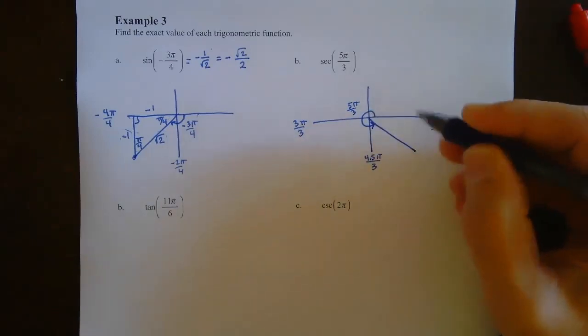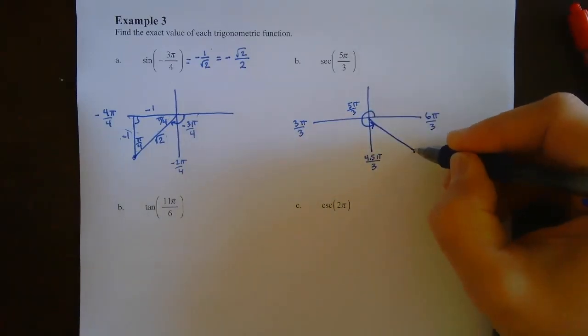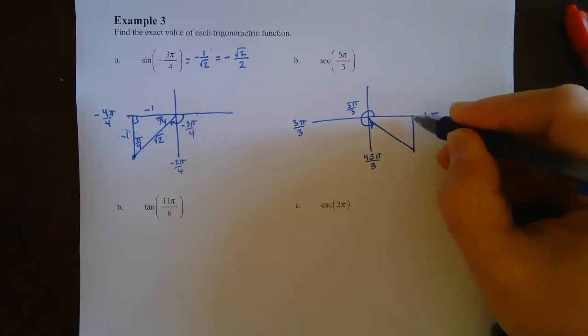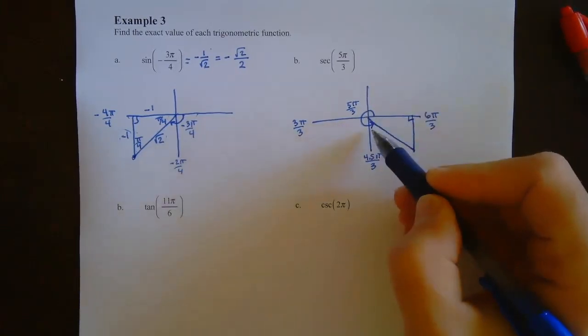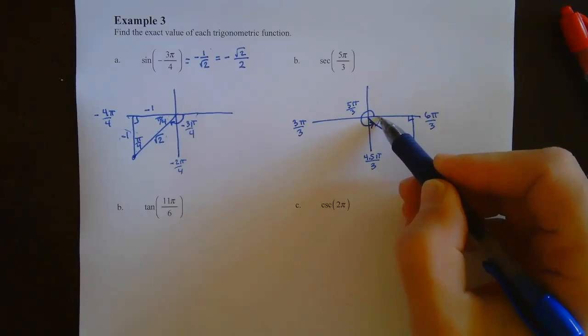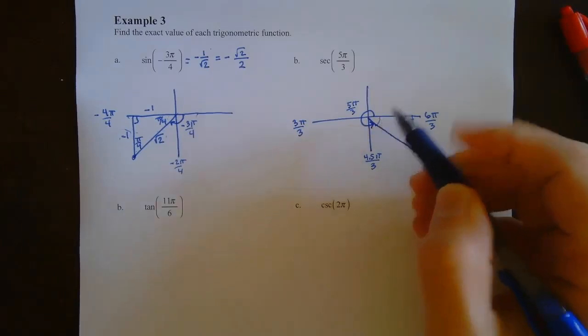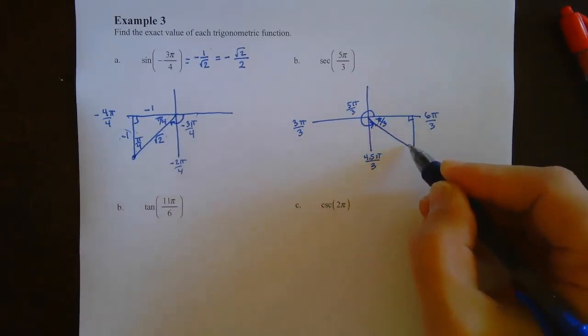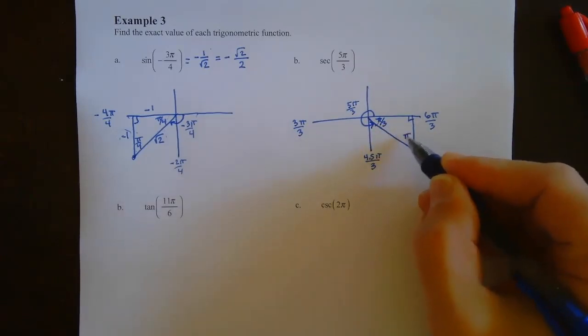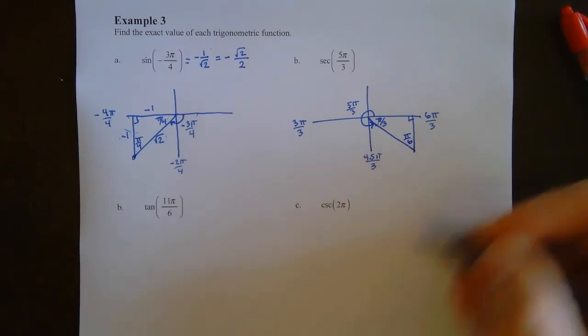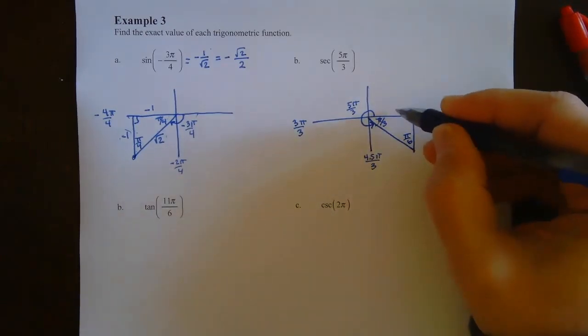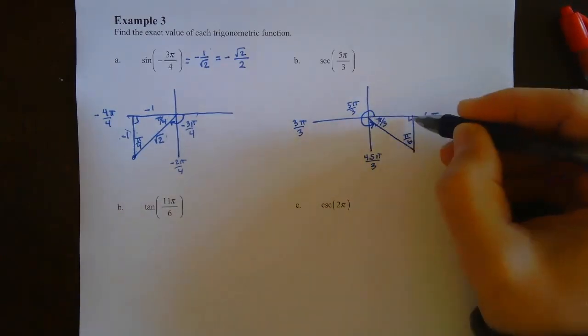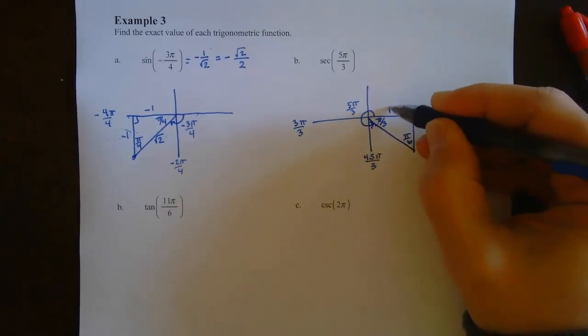All right, and I'm going to draw in my right triangle. Because that angle is 5 pi over 3, I would need to go another pi over 3 to get to 6 pi over 3. So that means my reference angle would have to be pi over 3, which means this angle down here would have to be pi over 6. And from yesterday, opposite pi over 6 is 1. And because we're going in the positive direction, to the right, it is going to be positive 1.